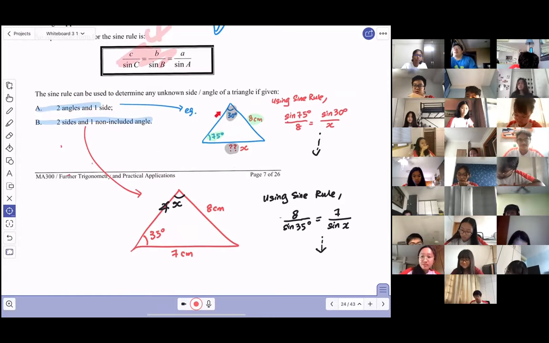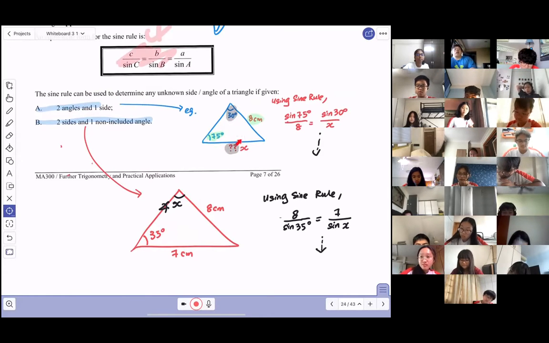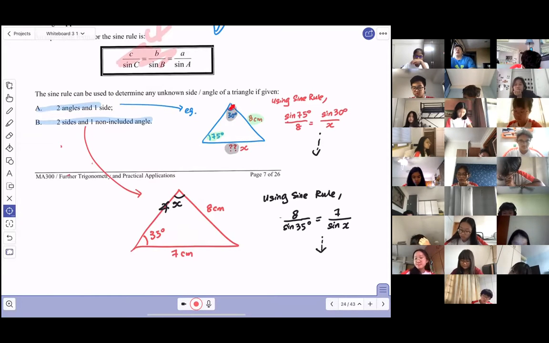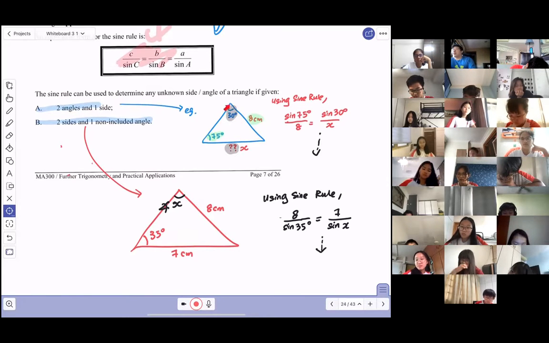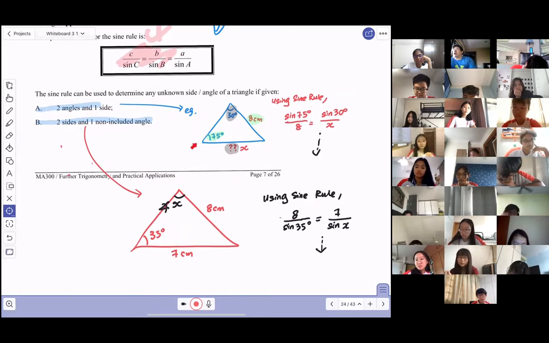I just look for pairings. I look for the angle and its side pair, the length together with the corresponding angle. So I always look across like that. Here to here, here to here, here to here. So for using this, I try to apply the sine rule.